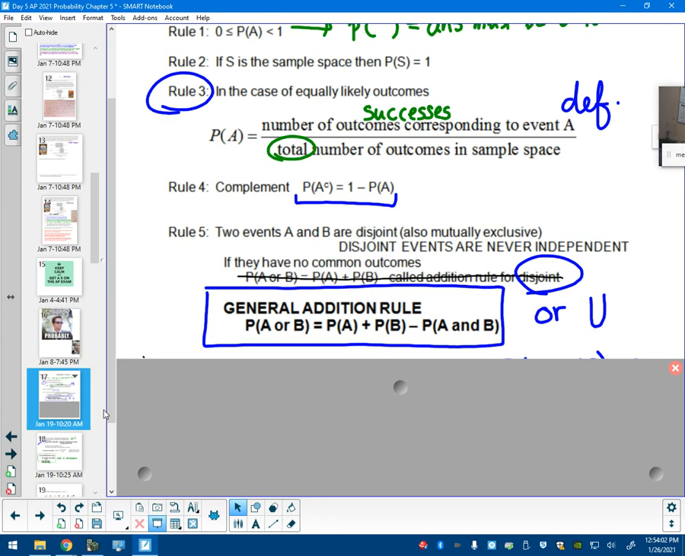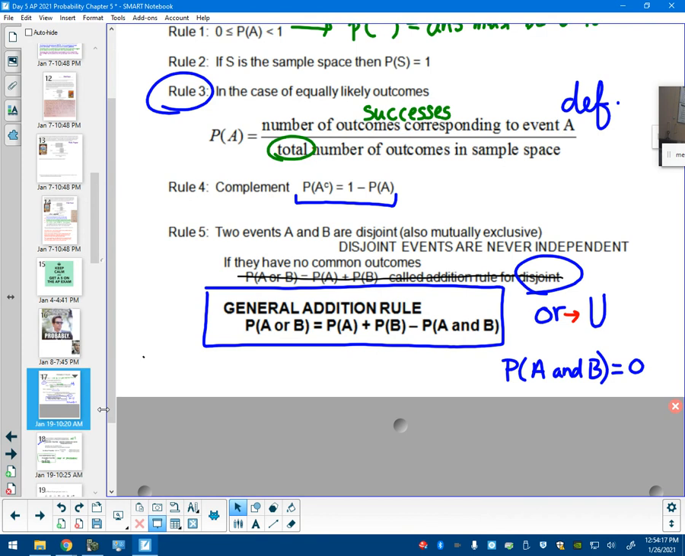I would kind of like you to cross that out. We're only going to use the general addition rule. Or is equal to that U symbol. And if it's disjoint, it means the probability of A and B is 0. So this general rule still works, even for disjoint events.